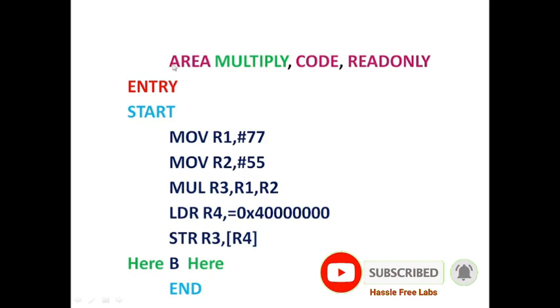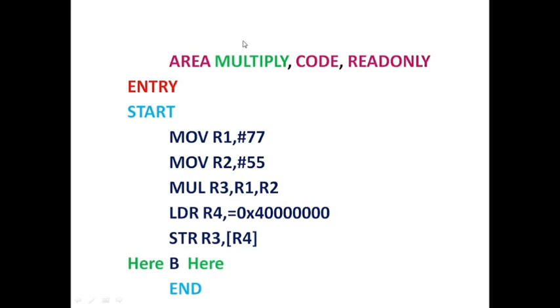The first line of this program has got three arguments, namely AREA, CODE, READONLY. And this line starts with a tab. The first argument, AREA, says that we are going to declare the program area. And the name for this area is this argument, which will be the program name. Here I am giving the program name as multiply because I am doing the multiplication task.